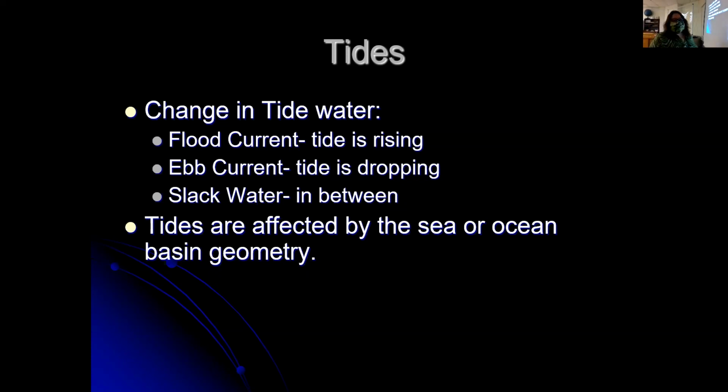All right, so tides are affected by the sea or the oceans, the bottom of it. For example, how many of you have been to both the Atlantic and the Pacific Oceans? The Pacific Ocean is very rough, and that's why you have a lot of good surfing on the West Coast. The bottom of the ocean is like deep valleys and stuff, and so it changes the way the waves hit.